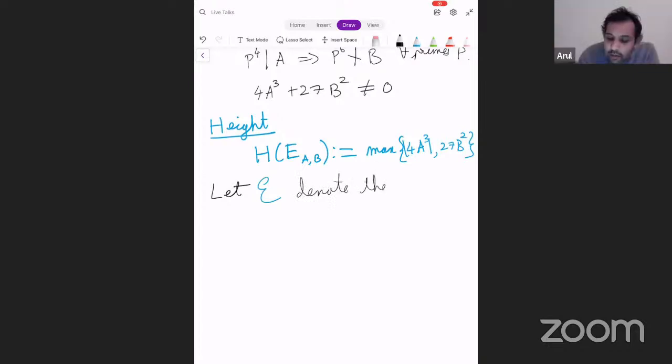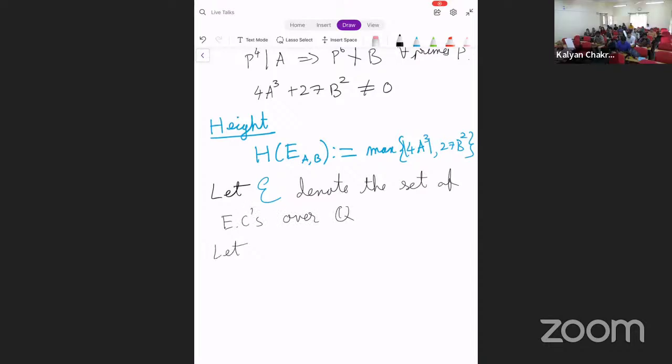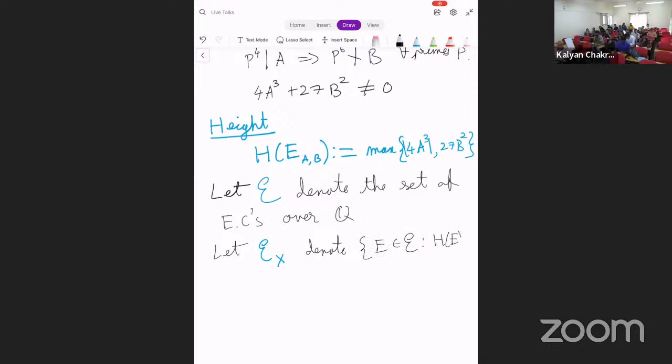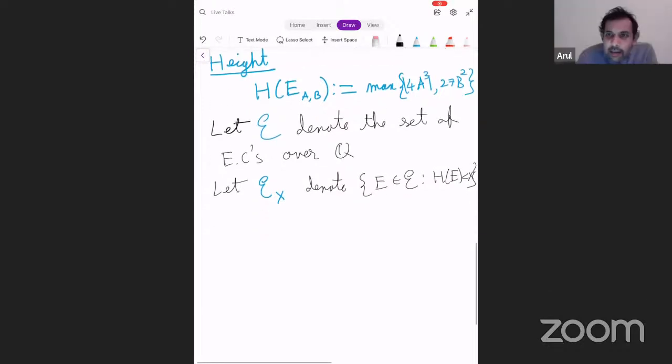Let E denote the set of elliptic curves over Q, and for a positive real number x, let E_x denote the set of all elliptic curves in E that have bounded height. Okay, and now we can start asking questions about the statistics of E_x.